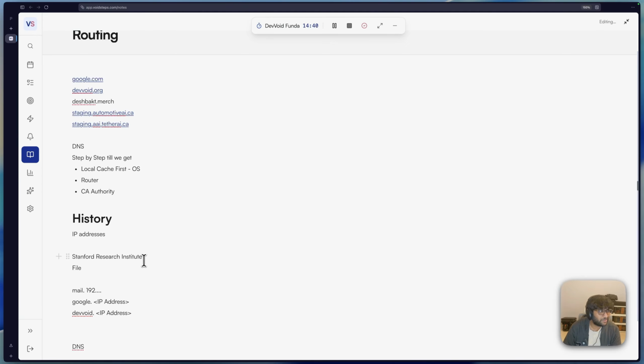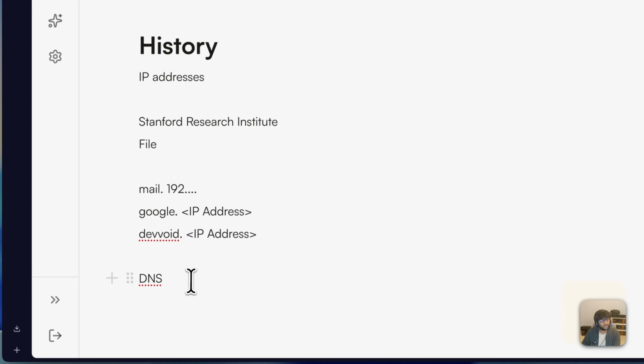And that's all that was being maintained by one organization. It was manually maintained, not even done automatically. Someone would email, hey, this is my IP address, please add that to the list. And Stanford Research Institute would manually add that to the list. And that's a very tedious process, right? So that was what was happening in the beginning times.